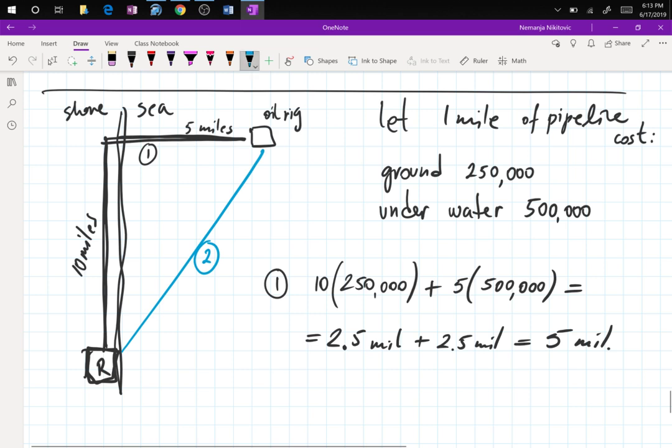Now for the blue path, I need to actually calculate the length. I don't know the length. So what do I do to find the length? Pythagorean Theorem. So the length of the blue path, which is denoted as L over here, is going to be what?